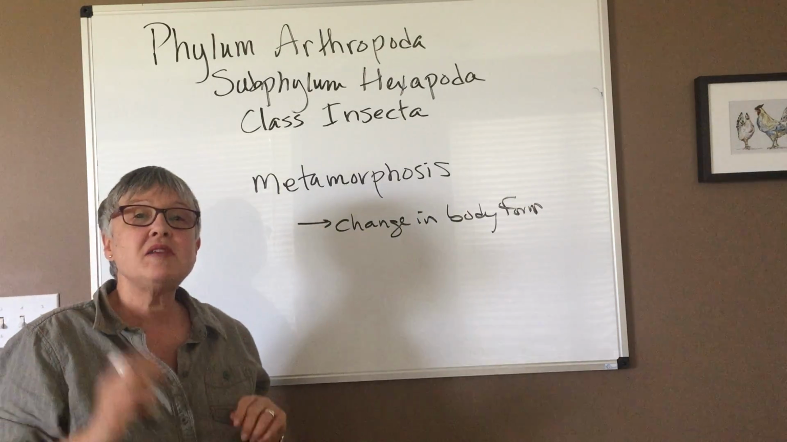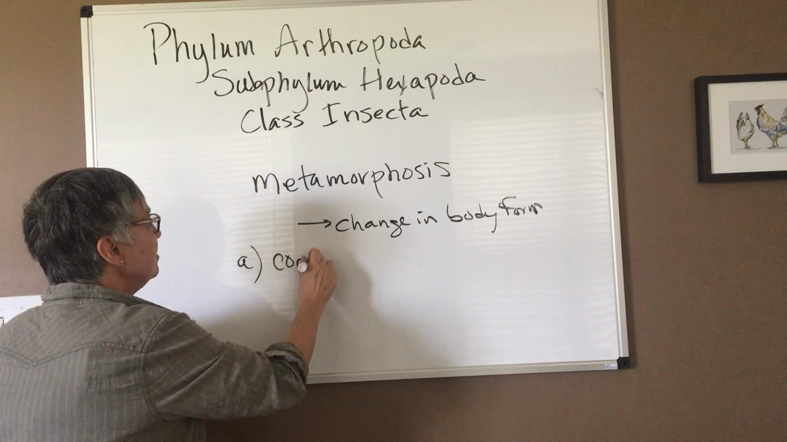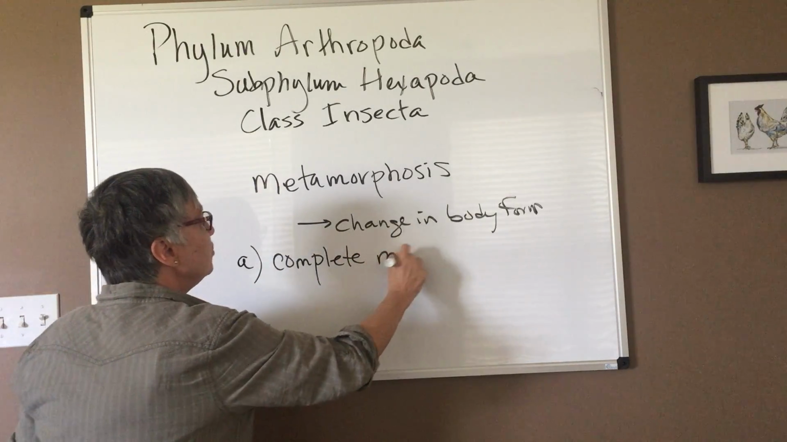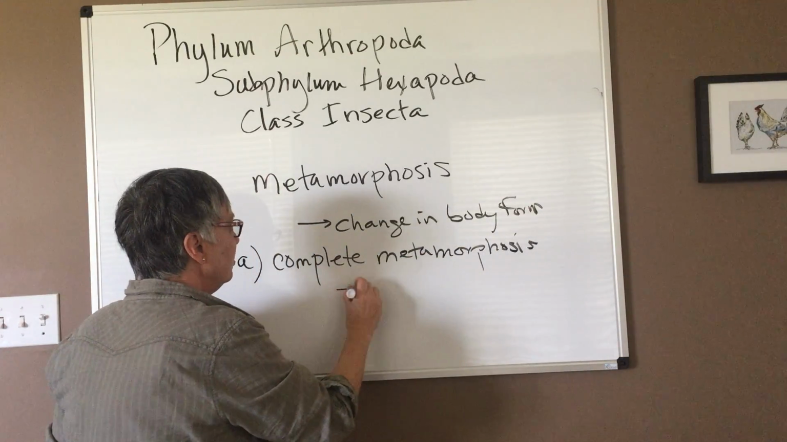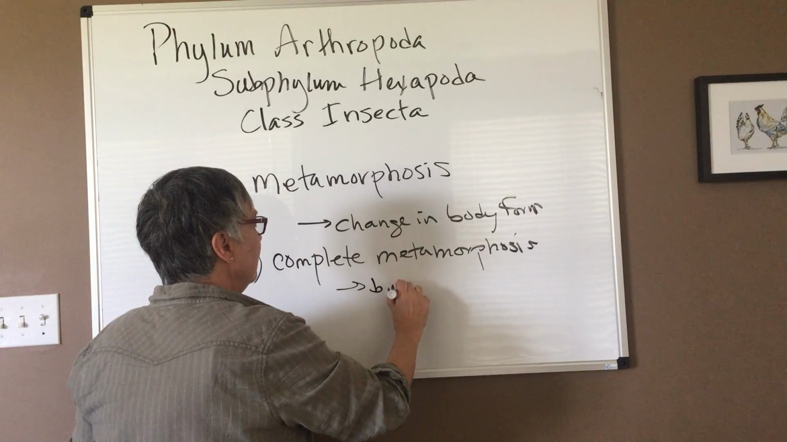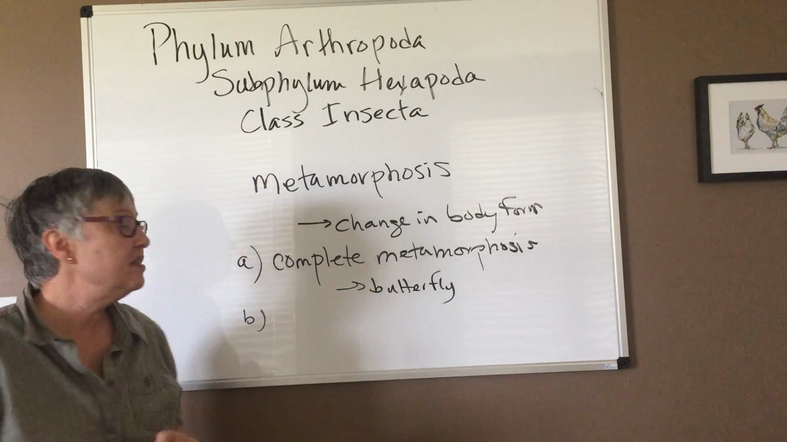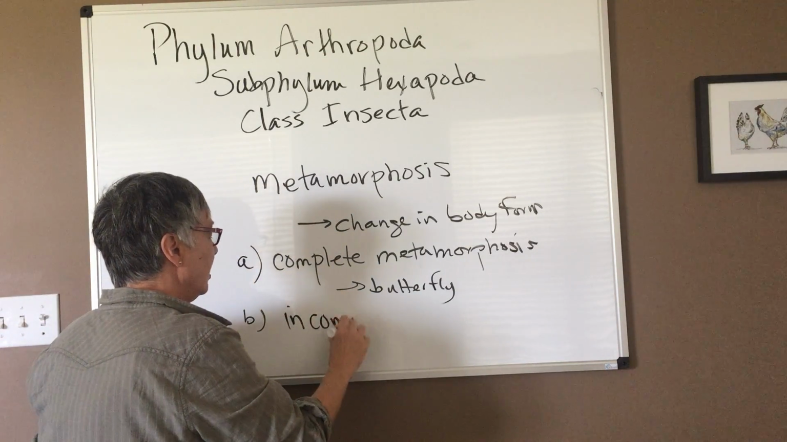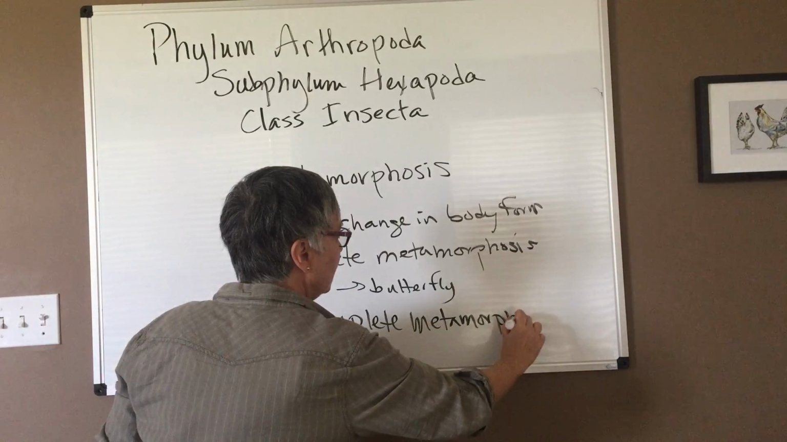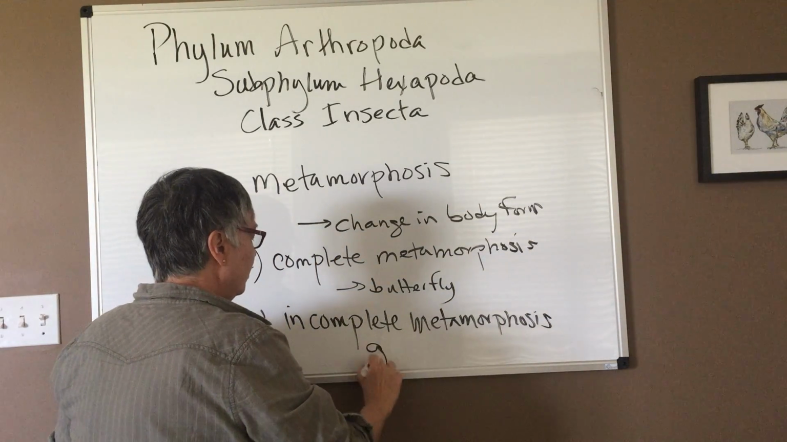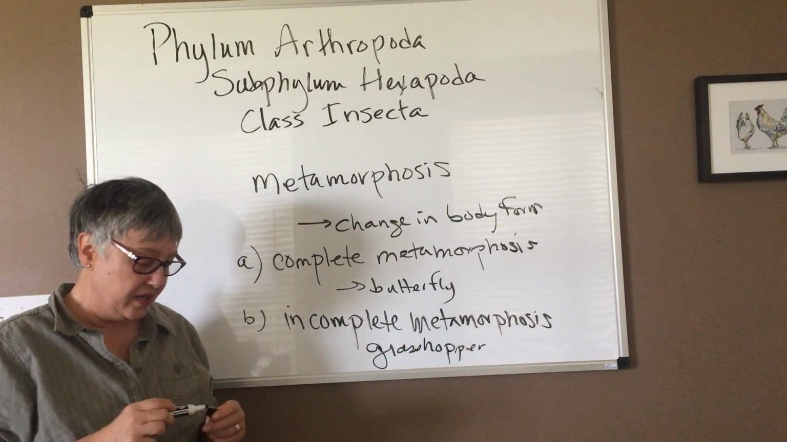There are two types of metamorphosis that we're going to talk about. One is what's called complete metamorphosis, and this is going to be exemplified by the butterfly. The second category is what is called incomplete metamorphosis, and we're going to let the grasshopper be an example of that type of life cycle.